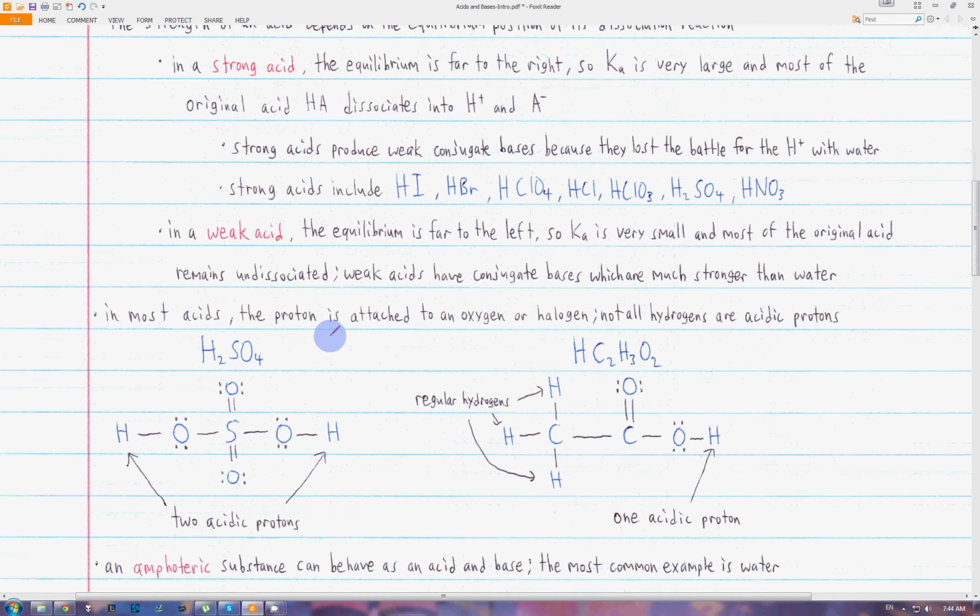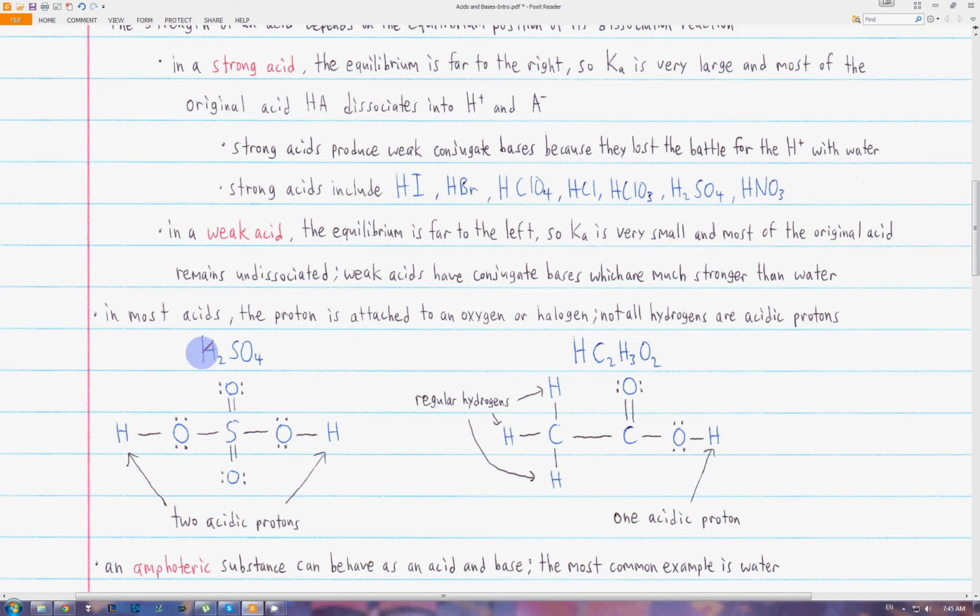So, when you see an acid, it's important to recognize that not all of the hydrogens are an acidic proton. They can't donate all their hydrogens. So in most acids, the acidic proton is attached to an oxygen or a halogen, such as in hydrochloric acid. It's attached to the chlorine. So not all hydrogens in an acid are protons that they're going to donate.